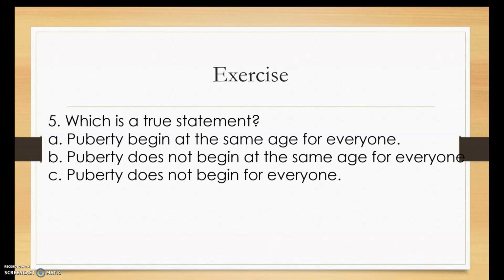Last number. Number 5. Which is a true statement? Choose the true statement. Letter A. Puberty begins at the same age for everyone. Letter B. Puberty does not begin at the same age for everyone. And letter C. Puberty does not begin for everyone. Choose the correct answer or the true statement.